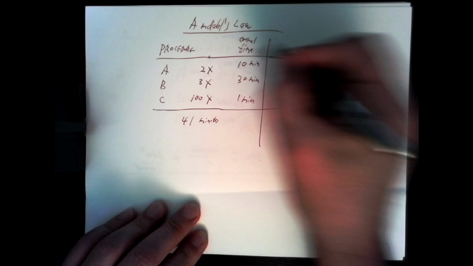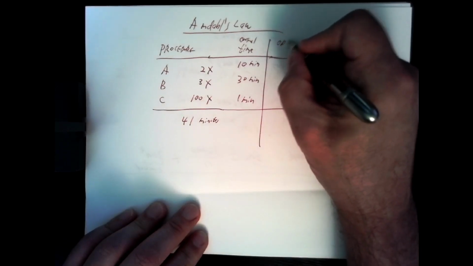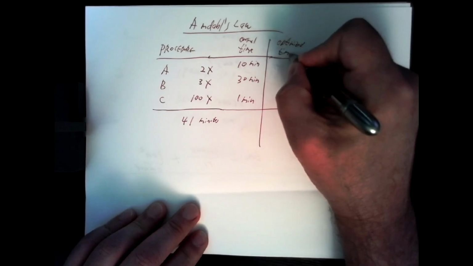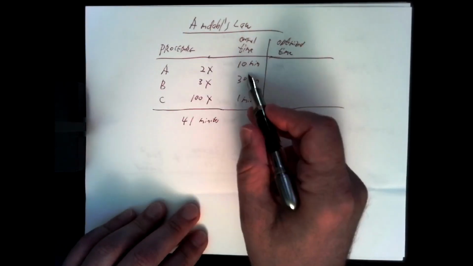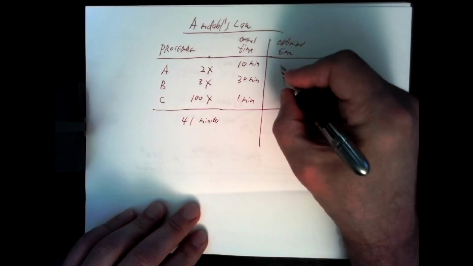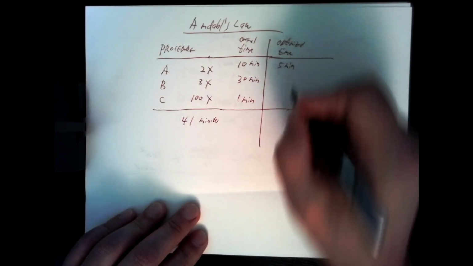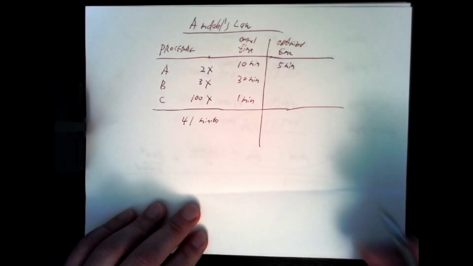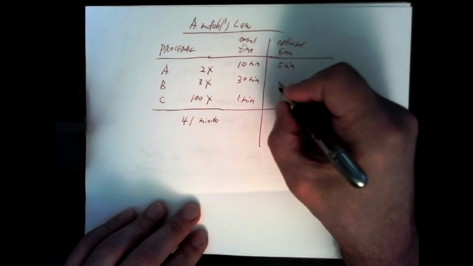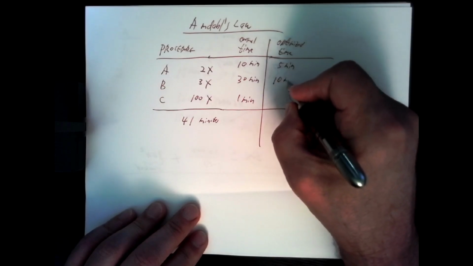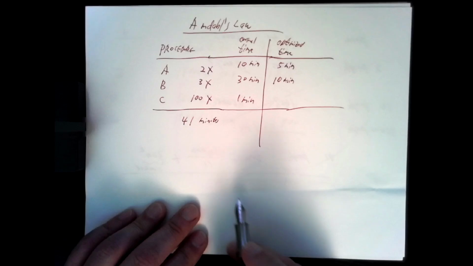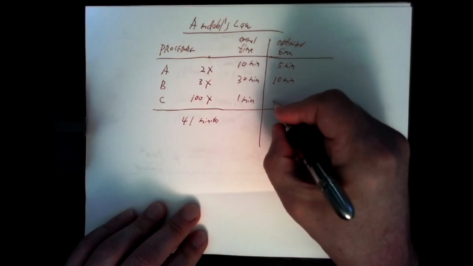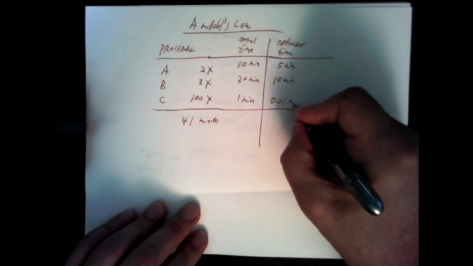Now, if we were to apply these optimizations, a chunk of code A that takes 10 minutes, if we can double the speed, that's going to take 5 minutes. B takes 30 minutes. If we can improve the performance by 3x, this is going to take 10 minutes. And part C takes a minute. If we can improve that by 100x, that's going to take 0.01 minutes.